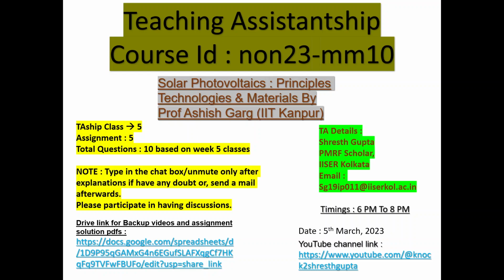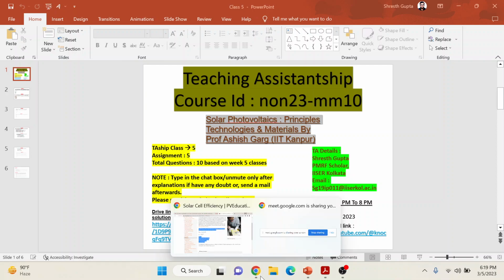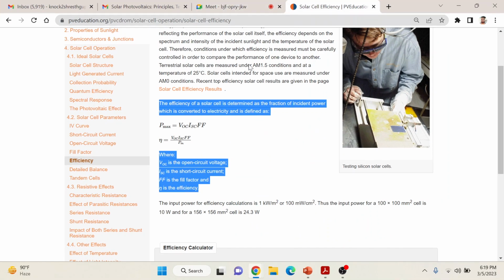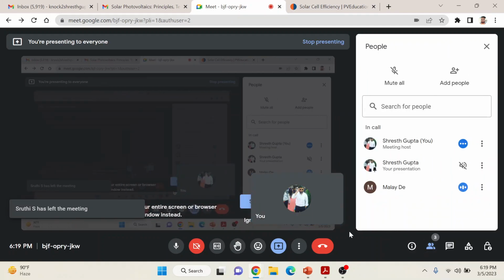Sir has already taught the basic terms that should be kept in mind: short circuit current, open circuit voltage, the IV curve, the quantum efficiency, and some other basic things. You should know these, along with the photovoltaic effect. I think sir has already taught it, and if you have not understood, you can go by these slides, and if not, then you can go by the website that I have already shown.